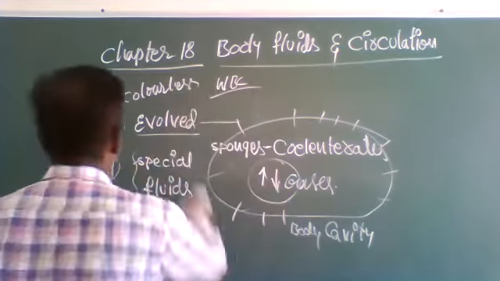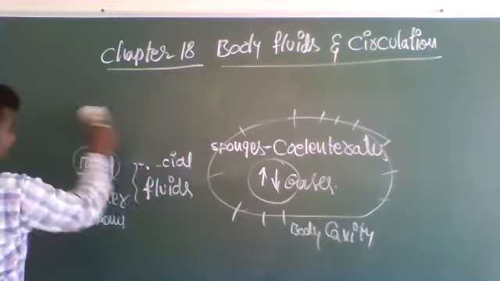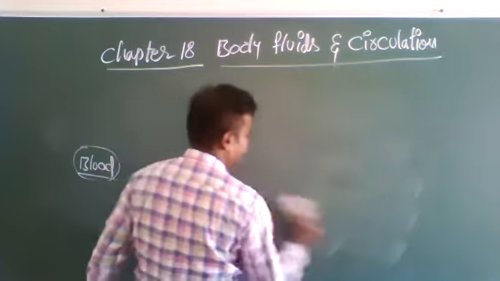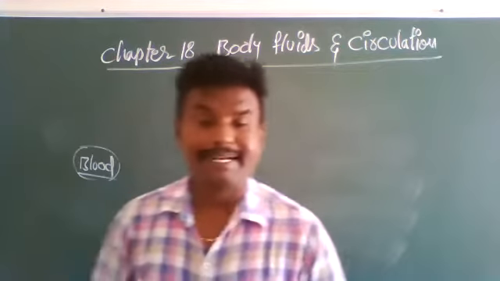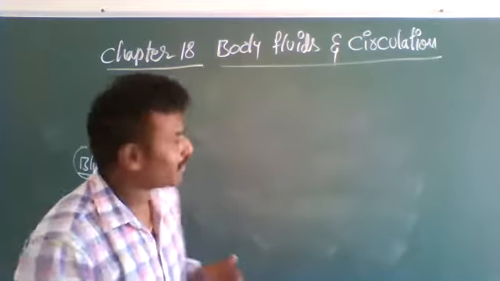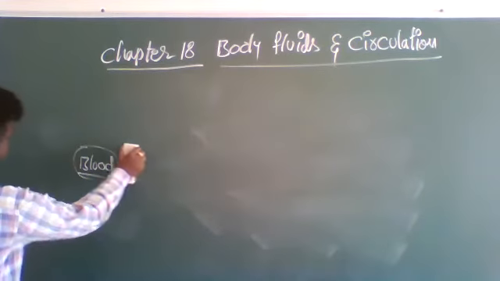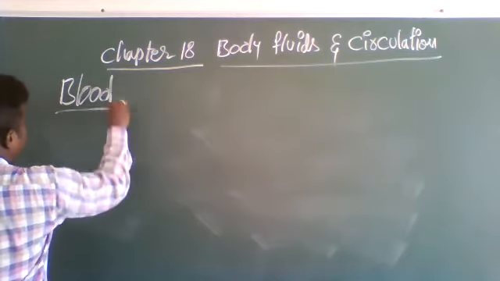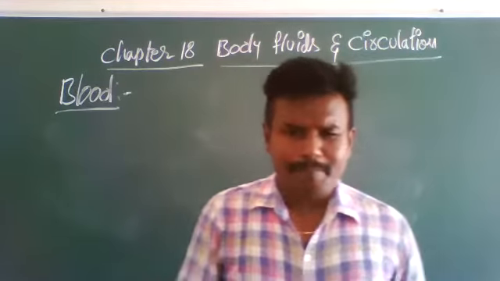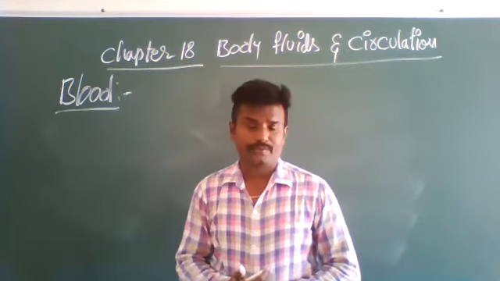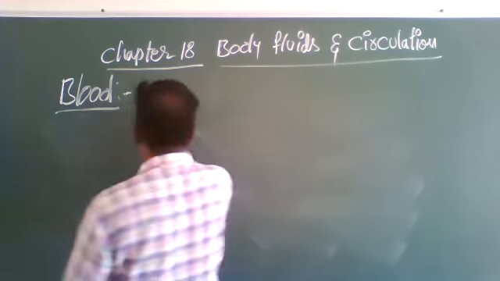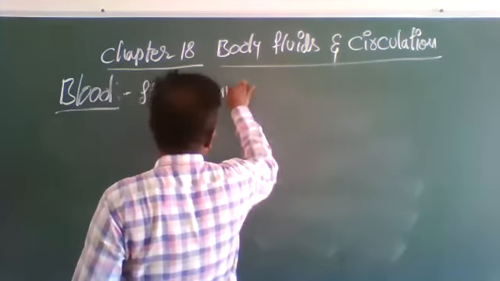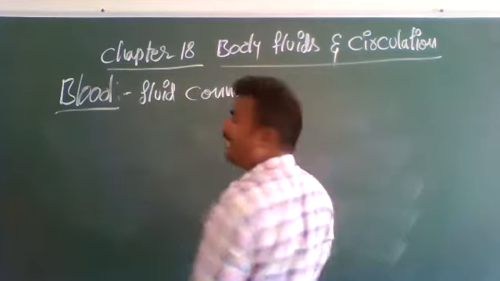First of all, let us begin the discussion on blood. So we discussed that blood is the medium. You might have learned about blood in lower classes. Blood is a fluid connective tissue. Because all the fluids are connective, therefore it is called connective tissue. Blood is the fluid connective tissue.